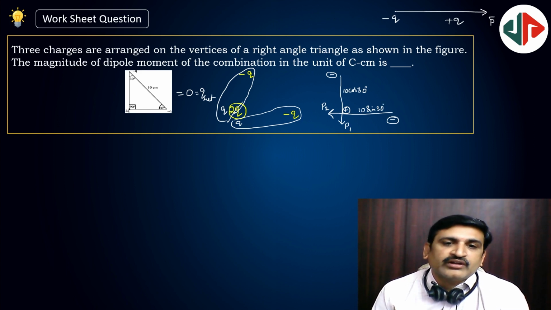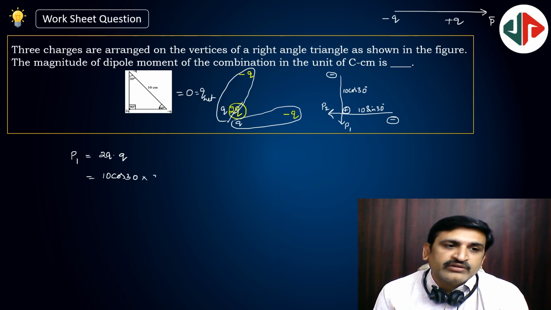So now dipole moment P1 is equal to 2a into q, that is the formula. 2a is the distance, that is 10 cos 30. P1 is 10 cos 30 into q, the magnitude of one of the charges. 10 into root 3 by 2 into q. This will be 5 root 3 q.